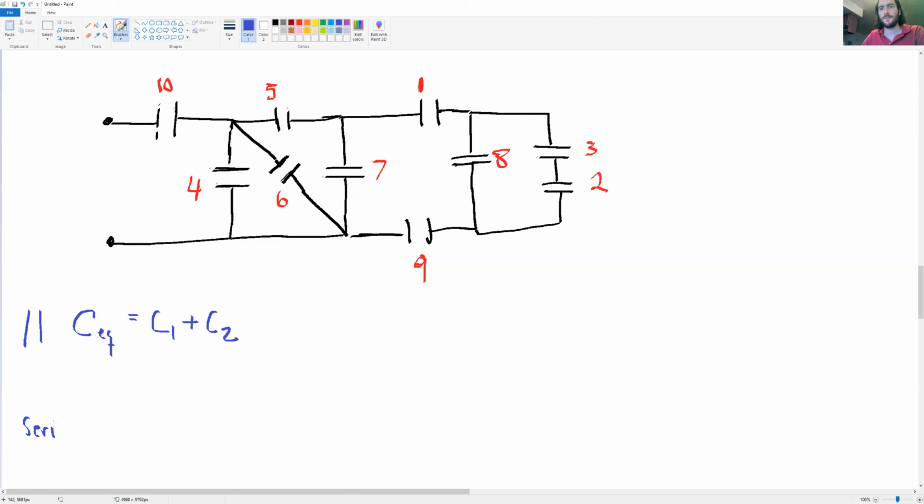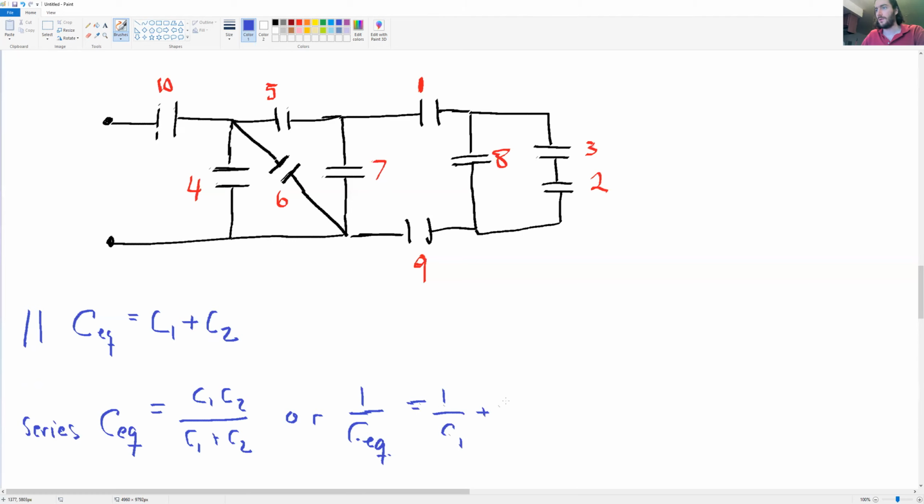For series, you can do CEQ as C1 C2 over C1 plus C2. Or if you have many capacitors in series, oh, there we go, now it's giving in. It's going to be the sum of the reciprocals. So 1 over C1 plus 1 over C2 plus 1 over C3 and so on. Okay.